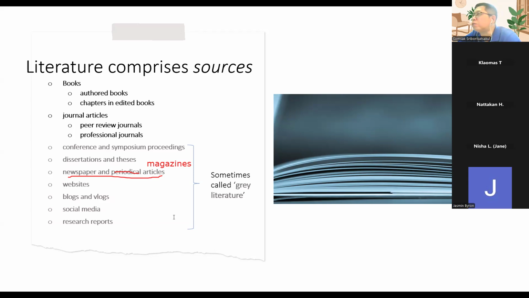Newspaper and magazine articles could be a good one for you, but not suitable for reviewing the literature. But it's good as a starting point because you want to find a topic that is attractive and touches the audience's interest. Sometimes the audience says, oh, that's a very interesting topic we're talking about. So newspaper could be one of the good sources of information.